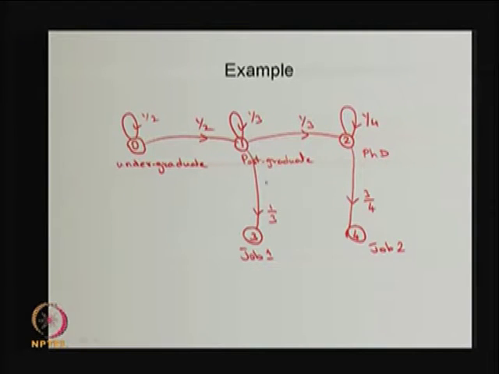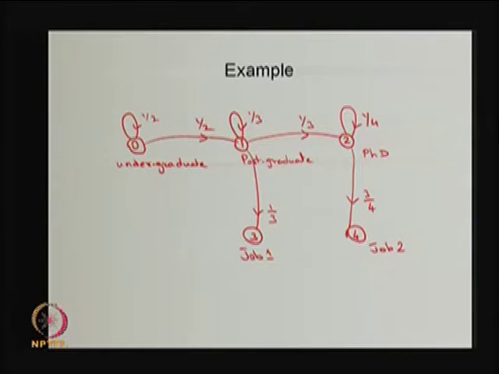From the postgraduate either someone gets job 1 with the probability 1/3, or is not able to complete the postgraduate, that probability is 1/3, or he completes and goes to the PhD program with 1/3. From the PhD, 1/4 is the probability of not being able to complete the PhD in the next step, or with the probability 3/4 he gets job 2.